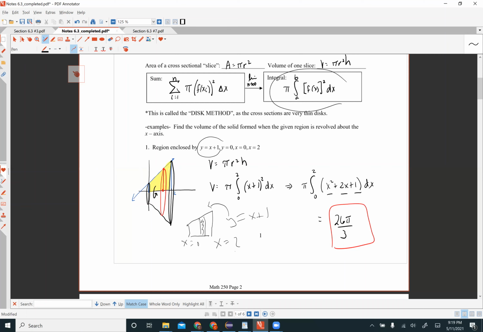So the limits: we're starting at x equal to 0, and we're rotating the radius around the x-axis, at x equals 0, x equals 1, x equals 2.